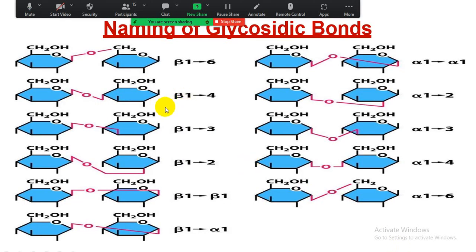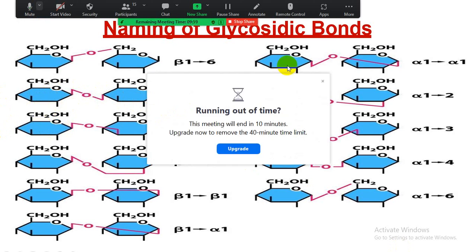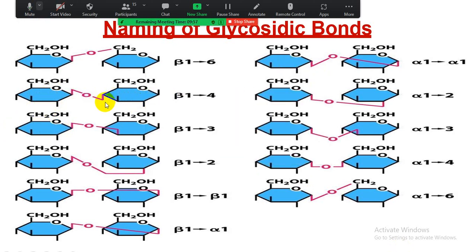Okay. Then this carbon 1 of this first molecule, where is it pointing? Upwards. So is it alpha or beta? Beta. And this is carbon what? Carbon 4. So it is going to be called beta 1,4. The 1 is for what?